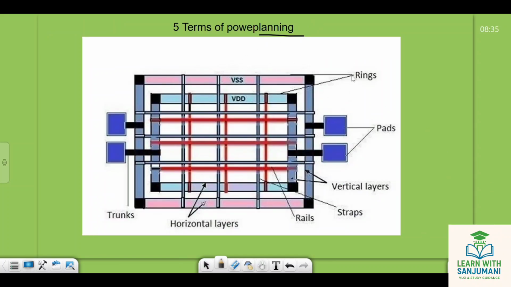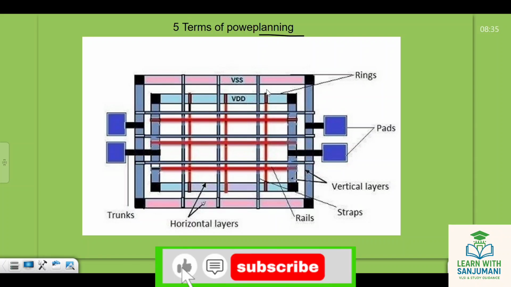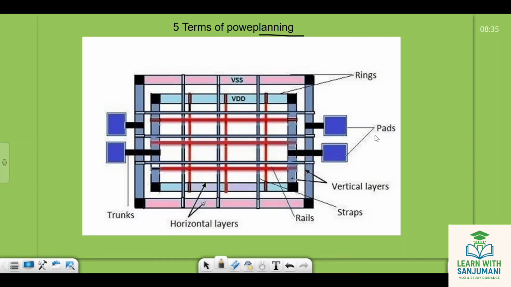See, first one is rings. Yes, these are the rings which have VDD and VSS. Now pads is nothing but out of the chip. See, this rectangular box is nothing but our chip. But these pads are coming from the outside of the chip. That is nothing but the pads.